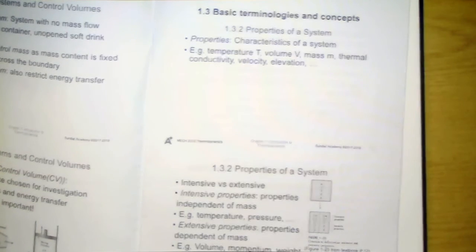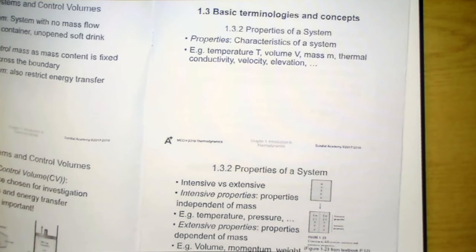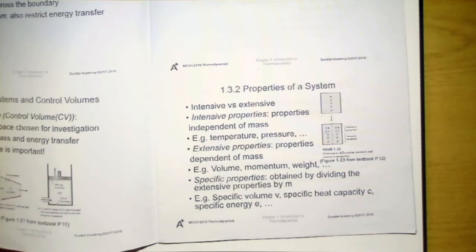Okay, properties also include thermal conductivity, velocity, elevation, etc. Properties can be classified according to their dependence on mass, okay? Intensive properties are those which are independent of mass, for example, temperature, pressure, etc. On the opposite side, extensive properties refer to those that are mass dependent. Volume, momentum, weight are examples of extensive property.